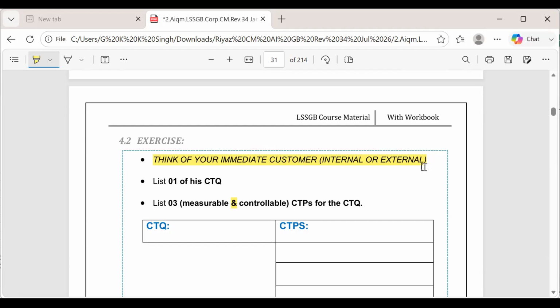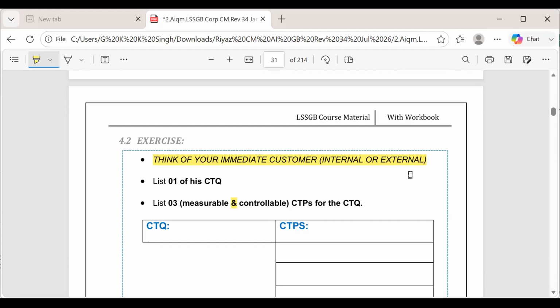And so to satisfy your senior, what will be critical to process? You should have all the data with you by 2nd of the month so that you can prepare and submit the report on 3rd of the month. That is critical to process. Then what else is critical to process? Giving the senior the report on time, that is one CTQ. Critical to process, having all the data available with you.